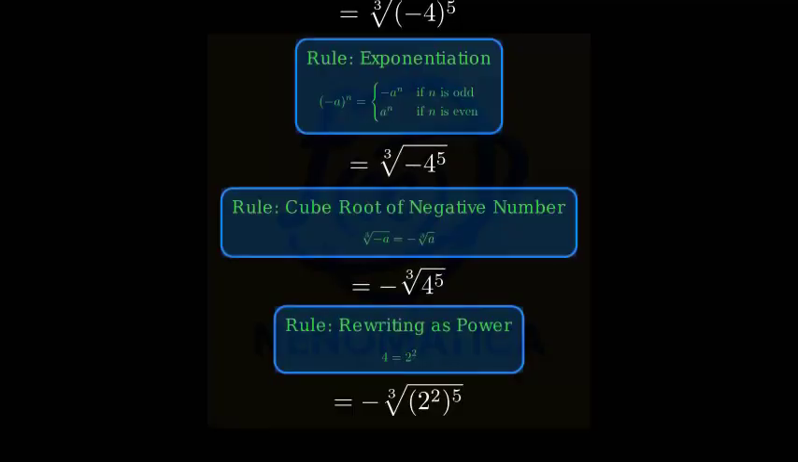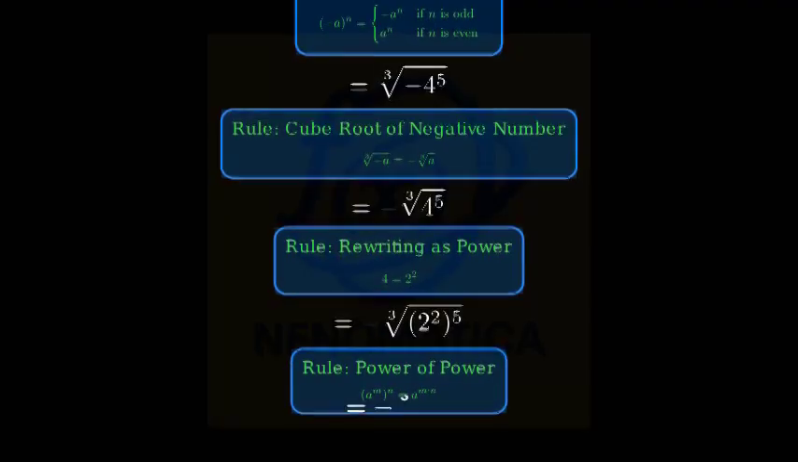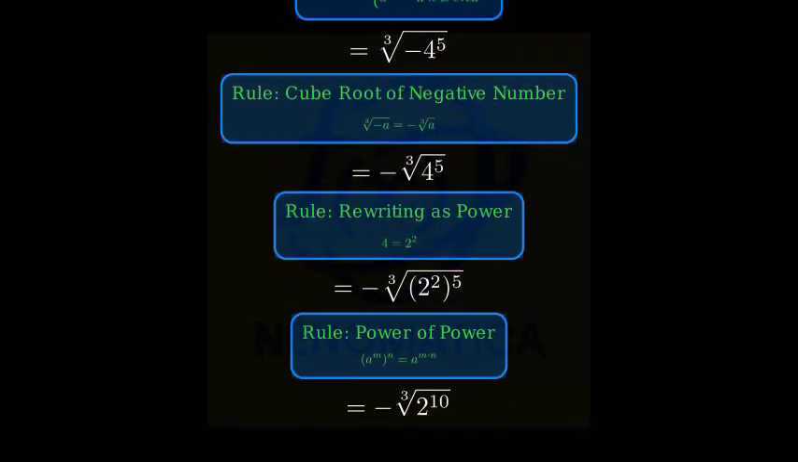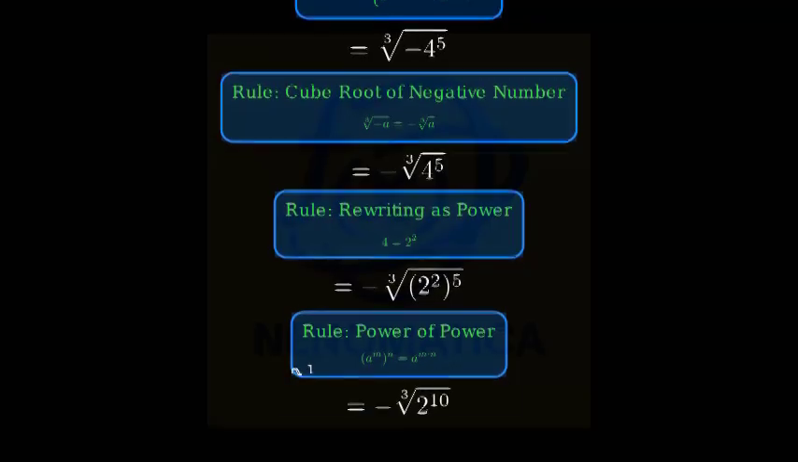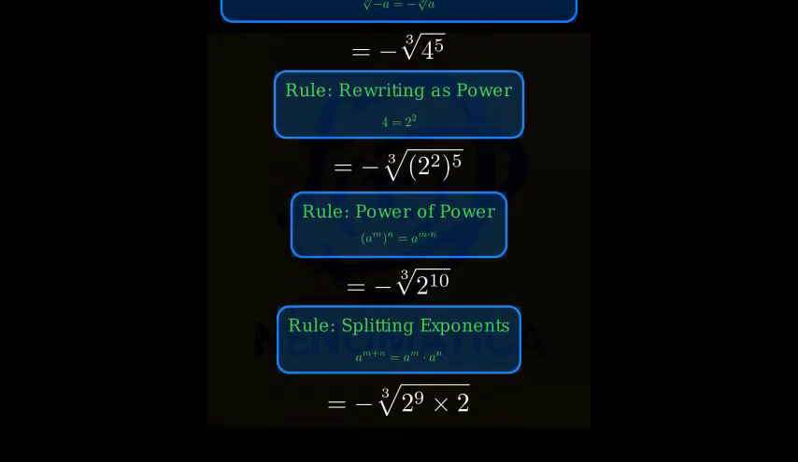So 4 to the fifth power becomes 2 squared to the fifth power. For the fifth step, we apply the rule of powers. When you raise a power to another power, you multiply the exponents. So 2 squared to the fifth power equals 2 to the power of 2 times 5, which is 2 to the 10th power. Moving to the sixth step, we apply a property of radicals. We can rewrite the expression by splitting the exponent.